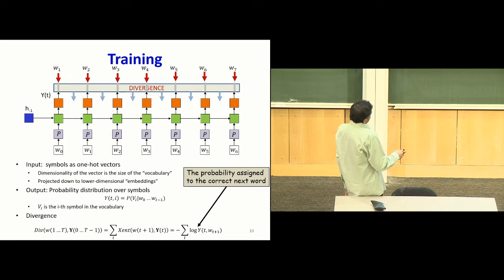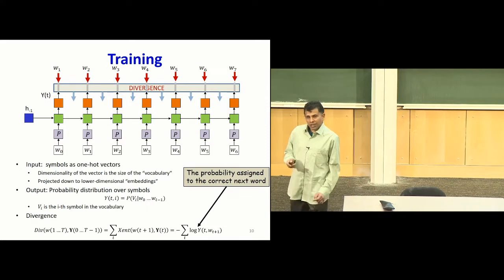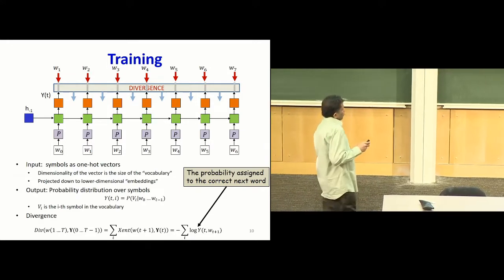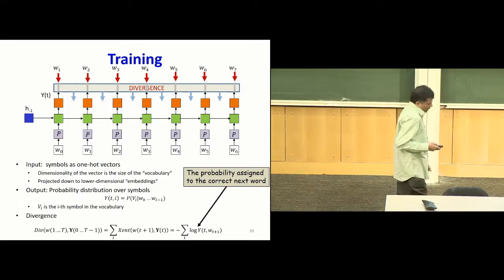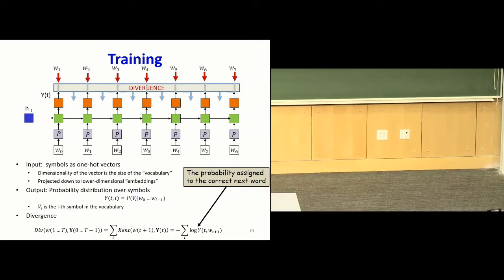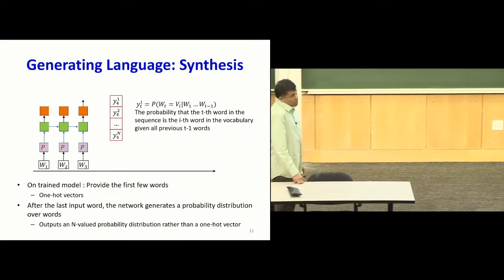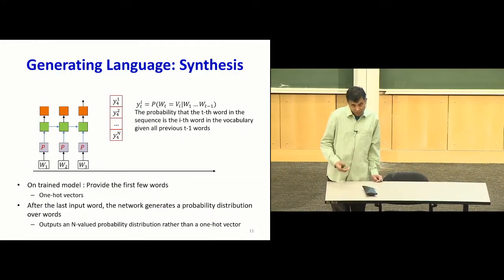And that in turn decomposes to the negative of the sum over all time of the log of the probability assigned to the target word at each time. And so this divergence we would minimize, so the parameters of the network would be trained to minimize this divergence using backpropagation over time. So this is how you train the model. Now, once you train the model, you can actually use it to synthesize, generate word sequences.